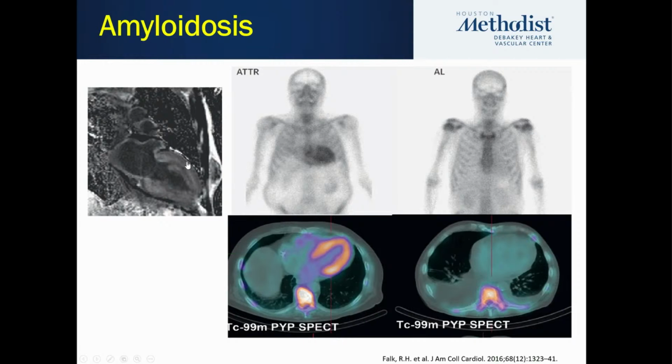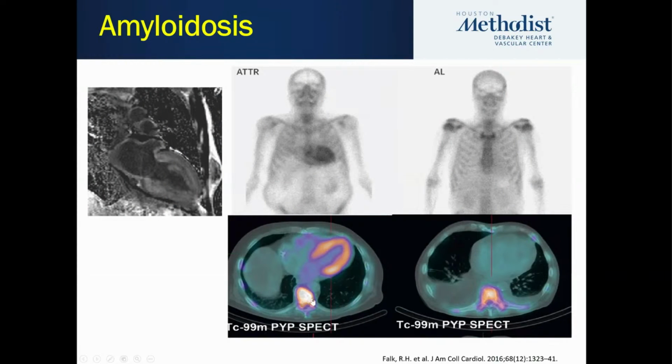Unfortunately, right now, MRI is not able to make that distinction, and that's why you need to make that distinction. First of all, you need to do the protein analysis, kappa and lambda, to make sure that there is no AL amyloid. After that, now you have to proceed to PYP imaging to differentiate between the AL and ATTR. As you see in here, AL has no uptake versus ATTR, which has significant uptake in the myocardium.